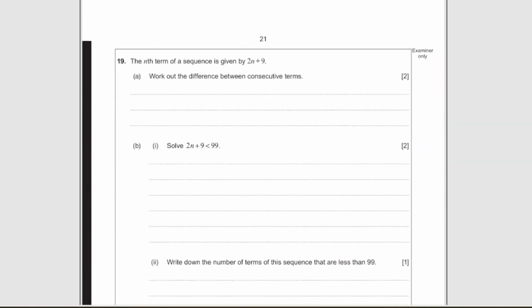The nth term of a sequence is given by 2n plus 9. Work out the difference between consecutive terms. This one's cool. So 2n plus 9. This is a sequence of numbers, so n on its own is just 1, 2, 3, 4, 5. 2n is the 2 times table. So 2, 4, 6, 8, 10. And then add 9.